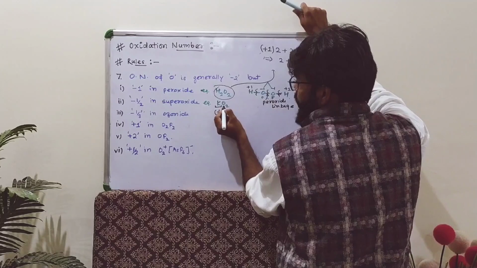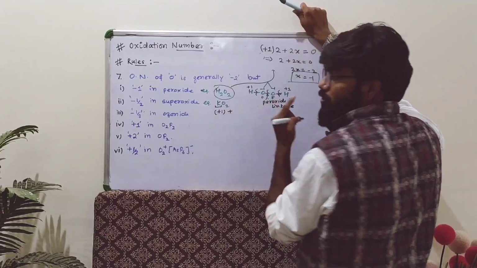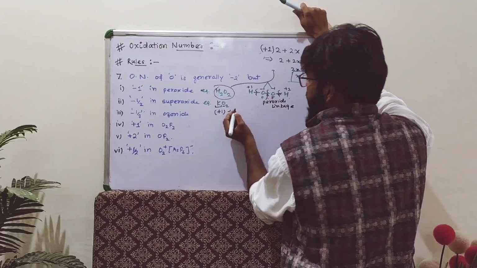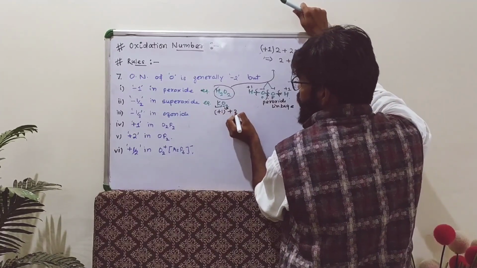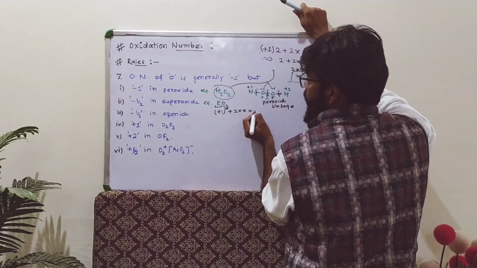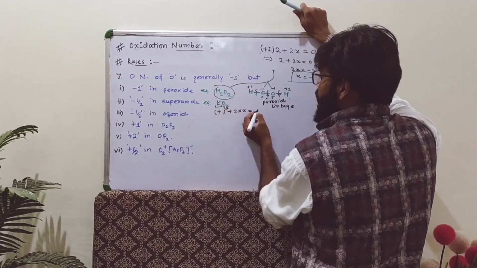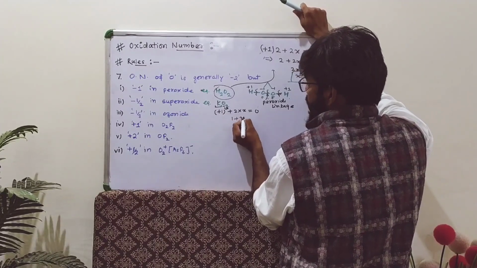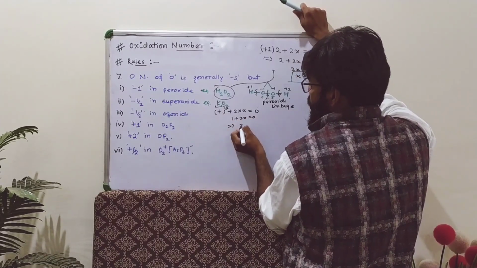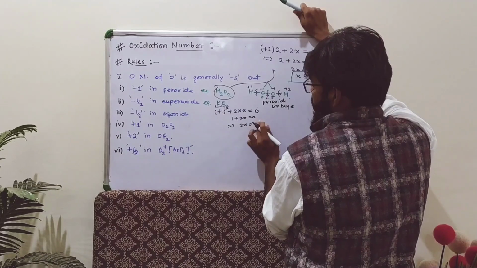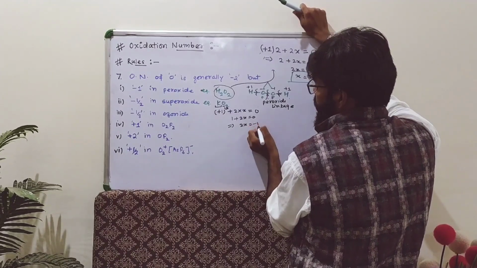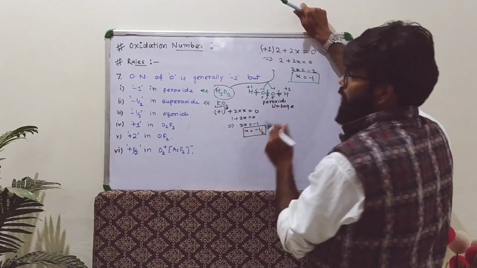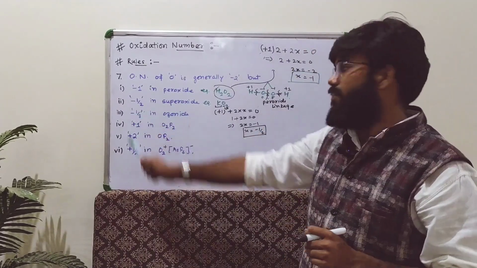Plus, coming to the next atom, we have to find the oxidation state of oxygen. So we have considered it as X. 2 atoms are there, so 2 into X will be equal to the net charge on the molecule. It is neutral, so 0. Here we get 1 plus 2x is equal to 0. So 2x is equal to -1, so x is equal to -1/2. So here the oxidation number in superoxide KO2 is -1/2.